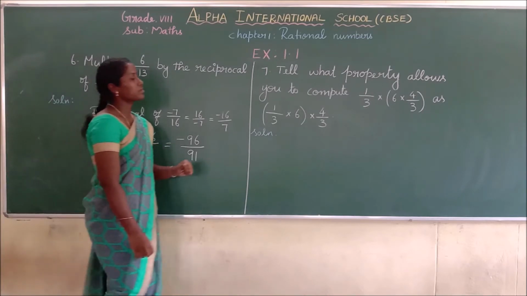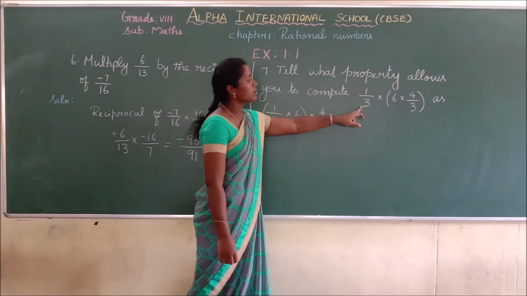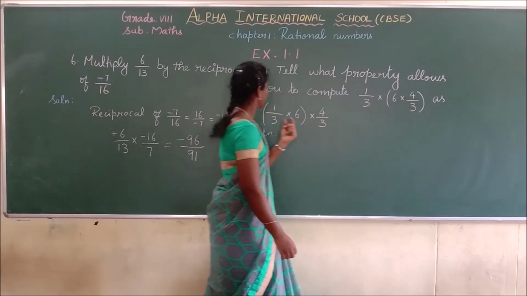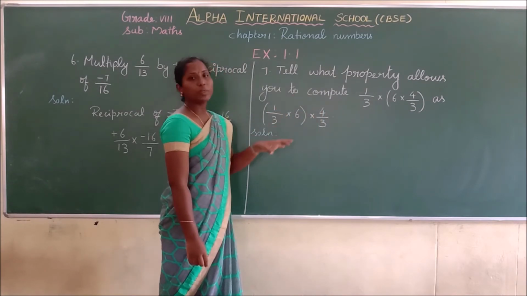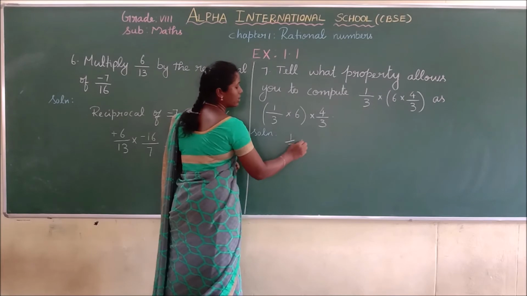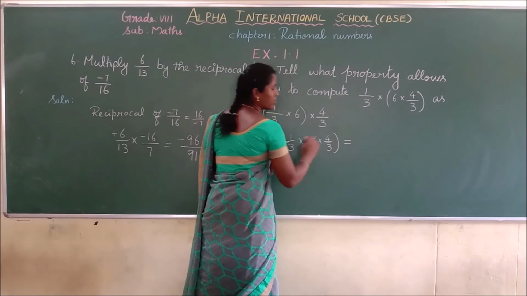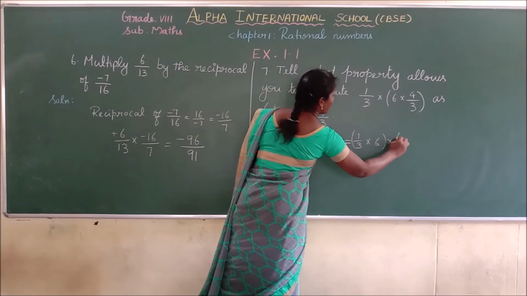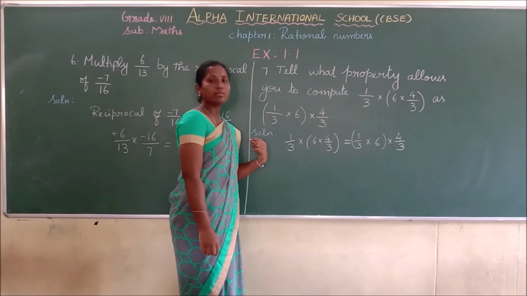Now the next problem. Tell what property allows you to compute plus 1 by 3 into 6 into 4 by 3 as 1 by 3 into 6 into 4 by 3. So which property allows you to compute like this? First write it in a form. 1 by 3 into 6 into 4 by 3. It can be written as 1 by 3 into 6 into 4 by 3. So look at this. Which property does this look like?